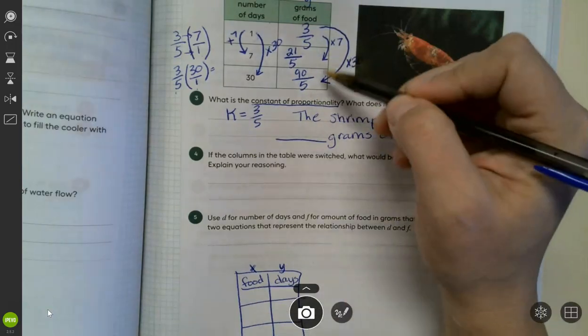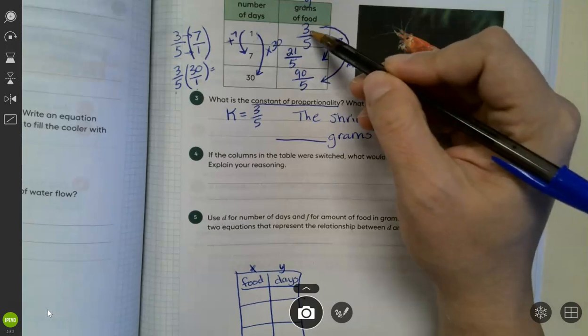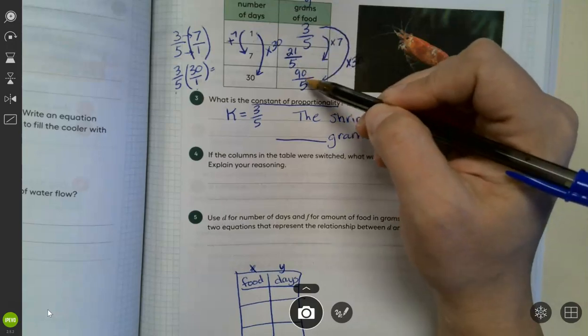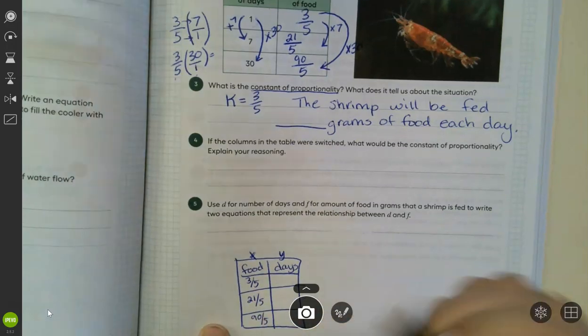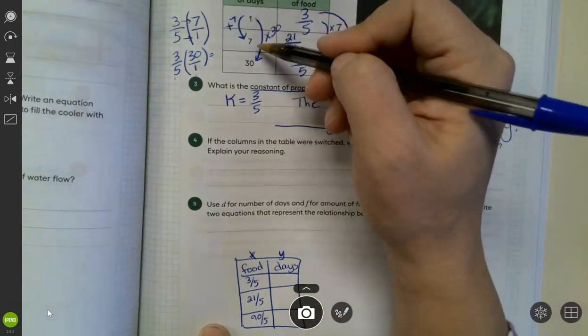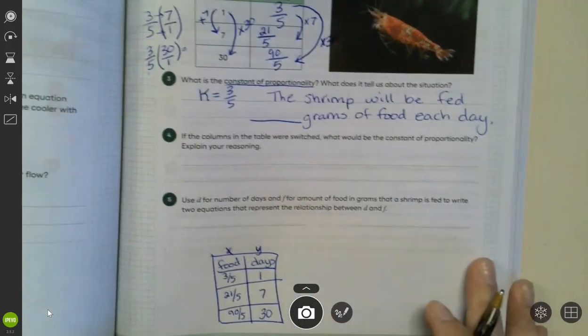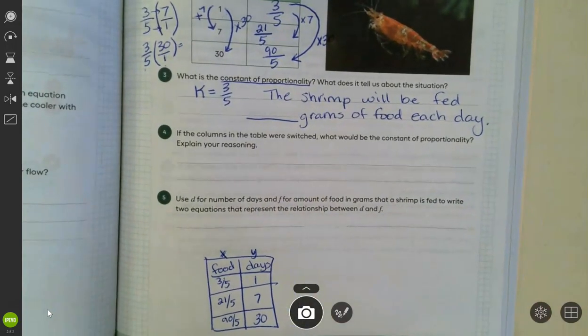So we had, for our food, 3/5, 21/5, and 90/5. I'm going to put those over here, 21/5, 90/5. Our days were 1, 7, and 30, so I can fill in those days as well. Now we can find the constant of proportionality.